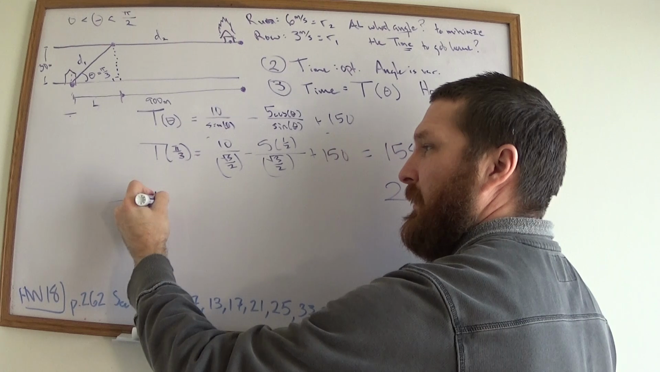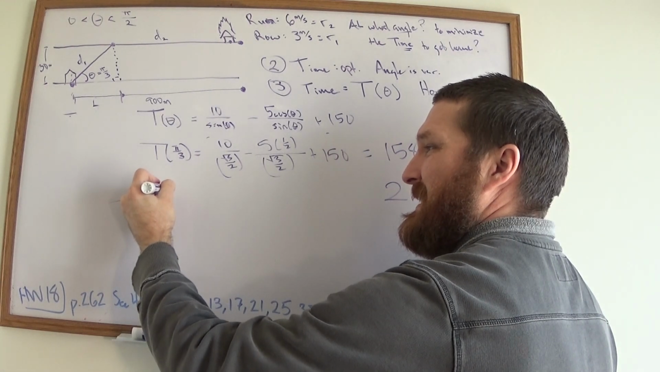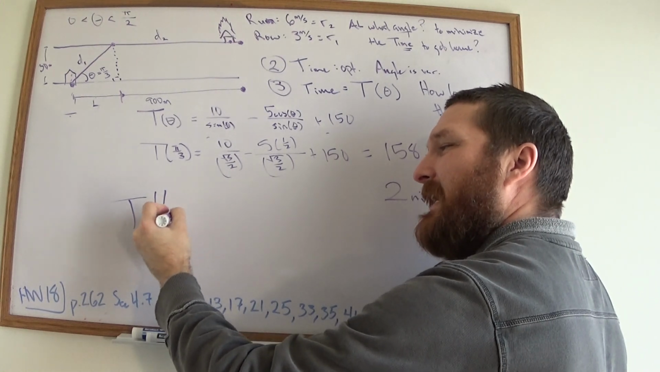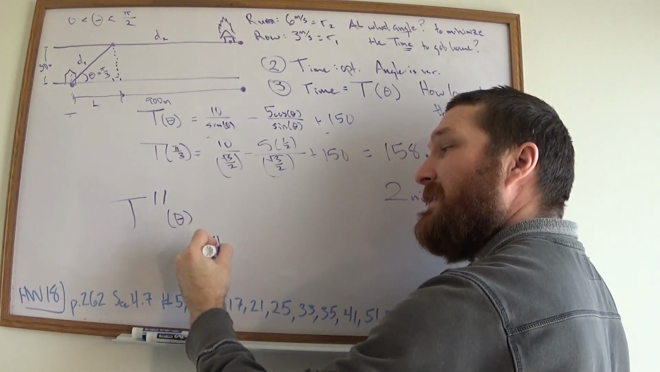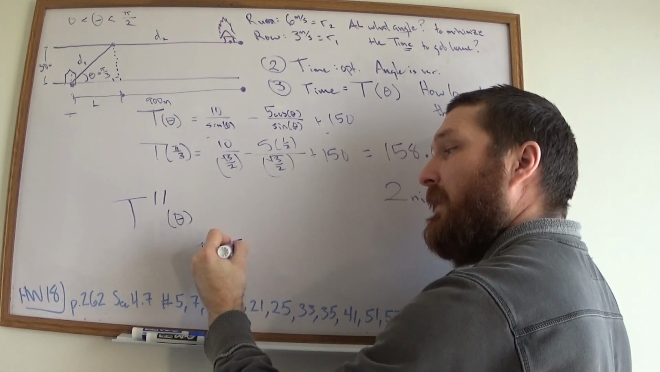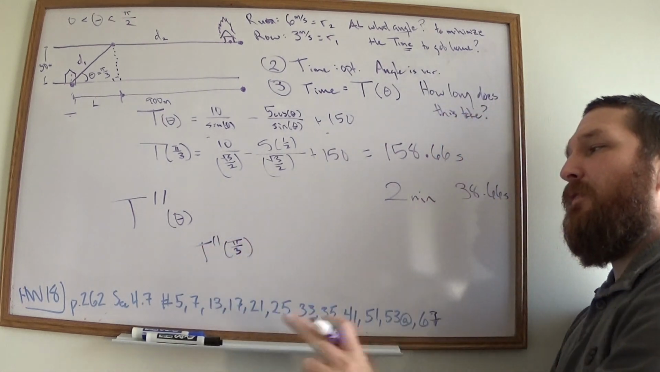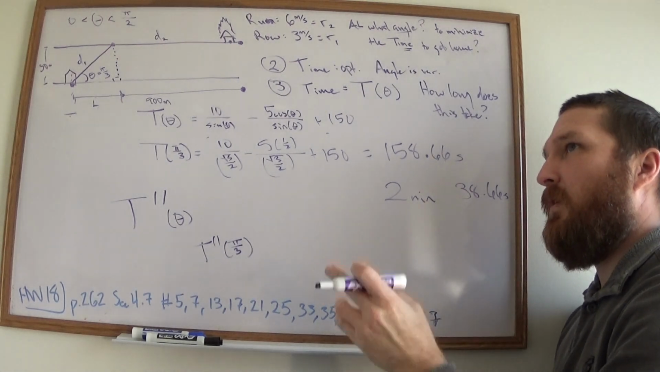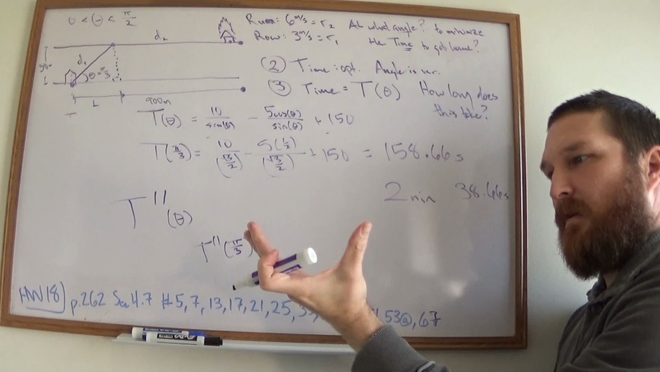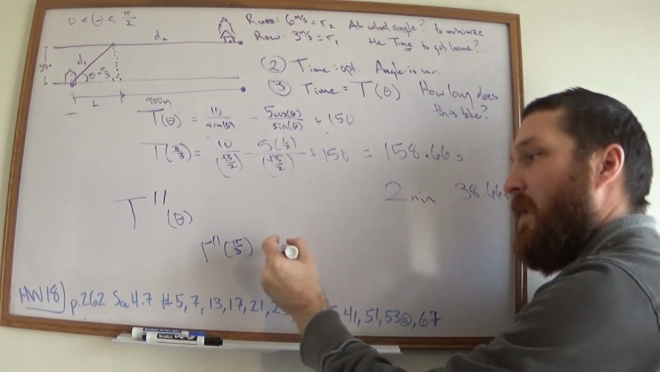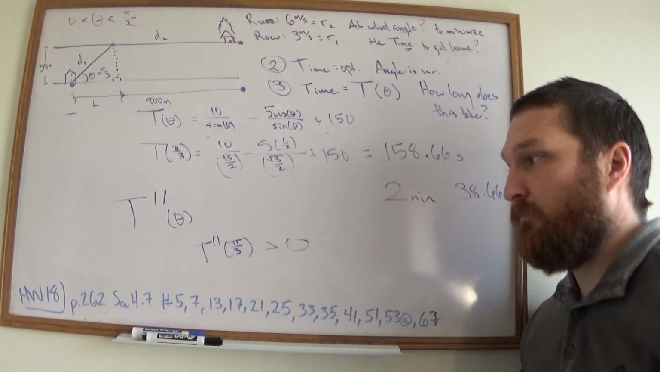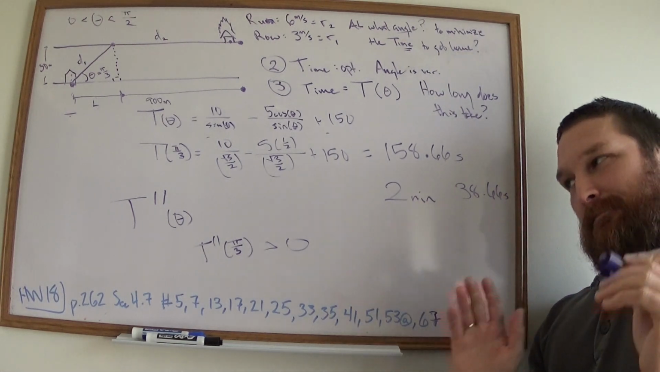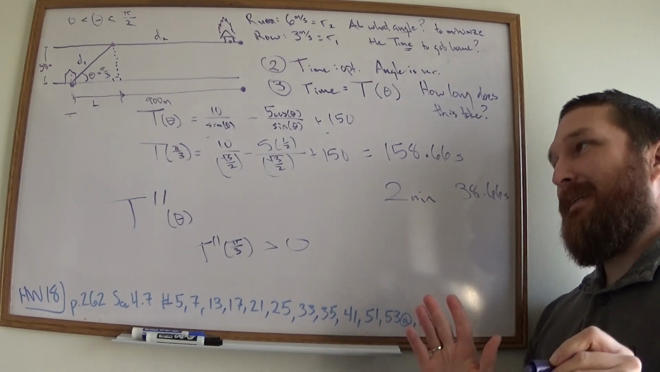You would take the second derivative, plug in pi over 3, and if it is greater than 0, then that means it's concave up, and it has a minimum. Right. So that's what you would do if you wanted to prove that it was a minimum.